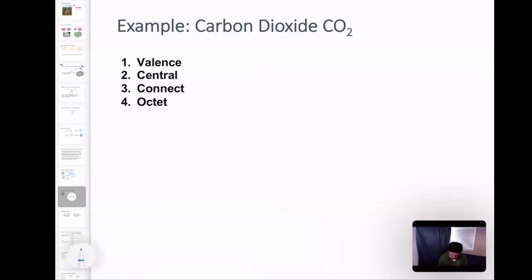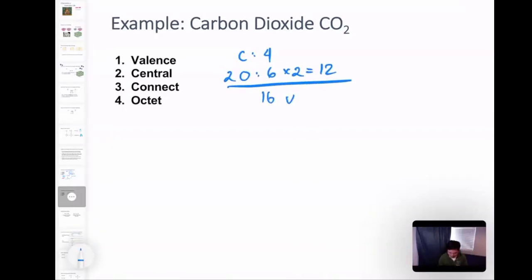So step 1, we say carbon has 4 electrons, oxygen has 6 electrons, but there's 2 of them. So I'm going to multiply the 6 by 2 is 12. So a total of 16 valence electrons. I'm going to abbreviate valence with the letter V there. Okay, so what's my center atom? Carbon. Okay, so carbon is in the middle, connected to oxygens.